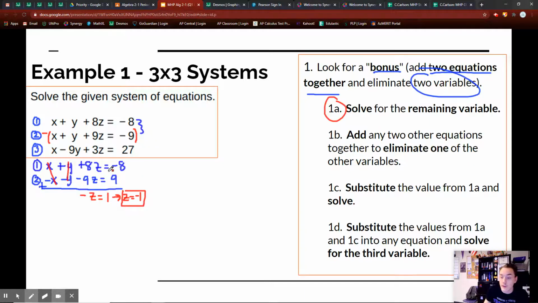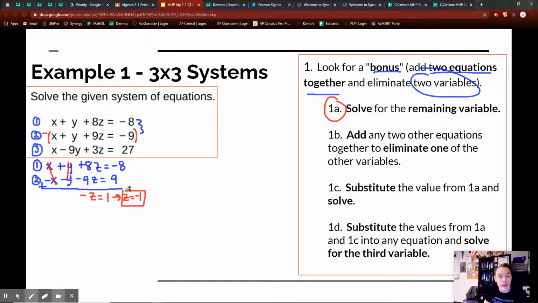So 1, I looked for a bonus. Sure, I eliminated one thing, so I solved for the remaining variable. I took 2 equations at a time. I didn't take all 3. I took 2 equations at a time and eliminated the variable. Okay, 2 variables actually, and I got z.